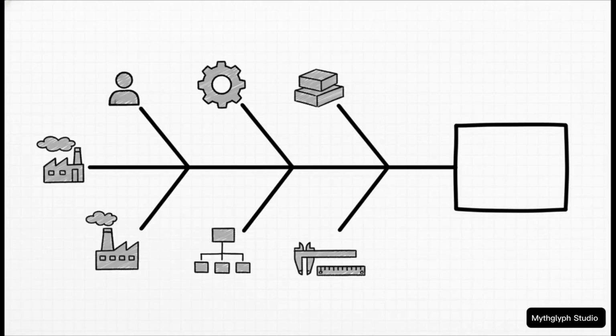What about the raw materials we used? Could it be the method or the process itself? Or maybe our measurement system is off. And finally, could it be something in the environment, like the temperature or the layout of the workshop? This just forces the team to think really broadly and cover all their bases.